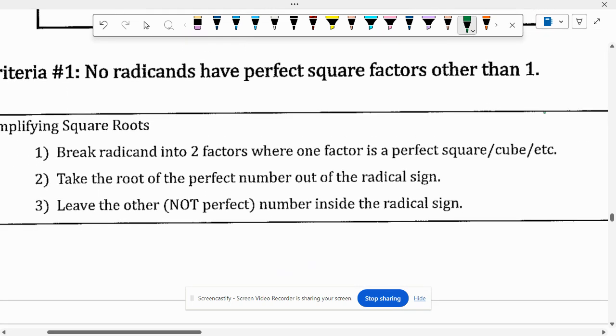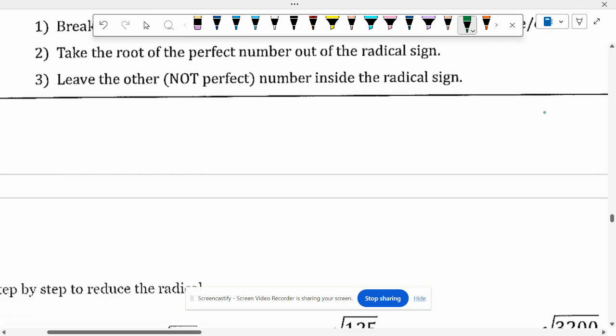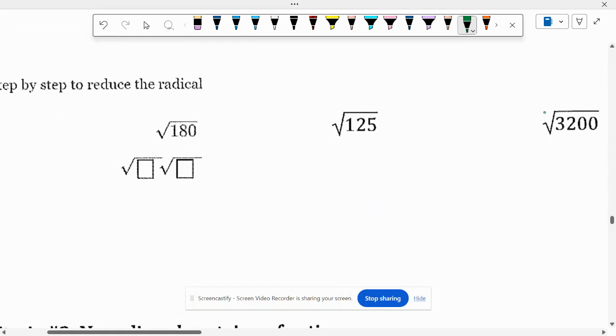So the first thing that we want to do, when we have a radical symbol, is break it into 2 factors. We want the first one to be a perfect square or a perfect cube, because sometimes we do square roots and sometimes we do cube roots. We're going to take the root of the perfect number out of the radical and leave the not perfect number inside the radical. So let's just talk about that.